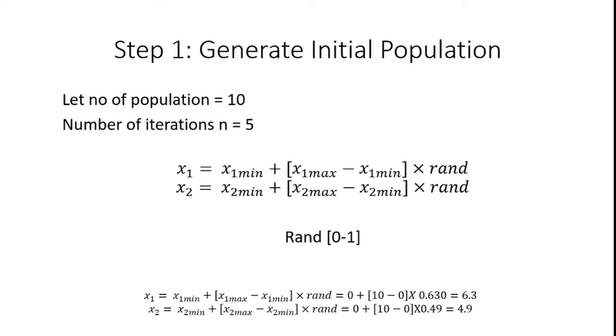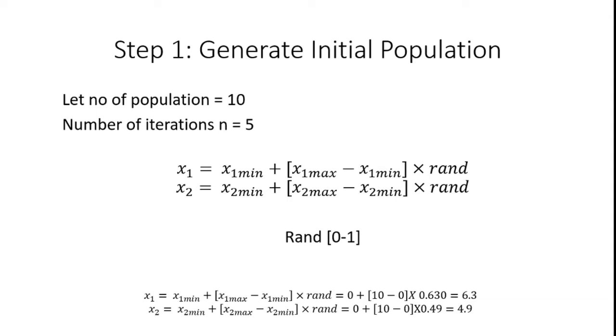Here also the same formula is used for identifying the initial population, x1 and x2. As in our previous discussions of the genetic algorithm, this also utilizes some formulas. The formula is x1 equals x1 min plus x1 max minus x1 min into a random number. The same formula is utilized for the next point, which is x2. Here RAND means random number, and the random number is always generated between 0 and 1.